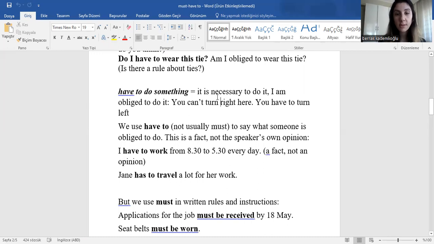Have to do something. It is necessary to do it. I'm obligated to do it. You can't turn right here. You have to turn left. This is a rule. Necessary to do it.